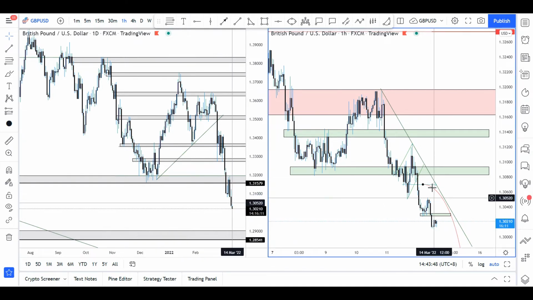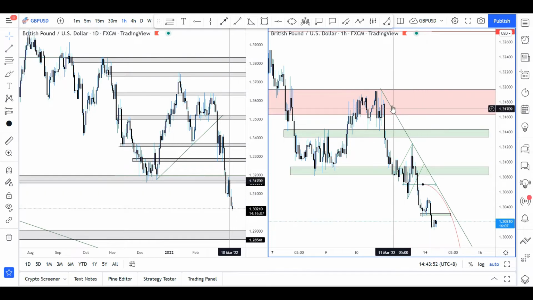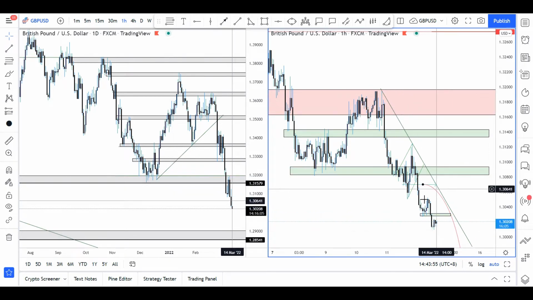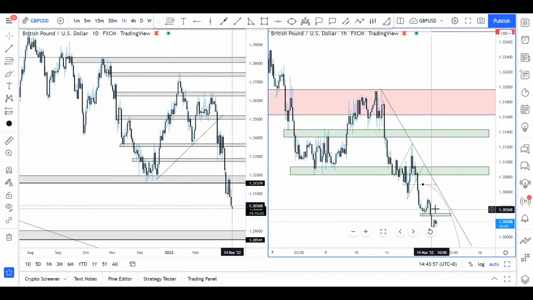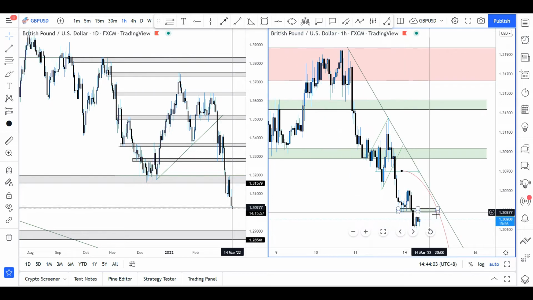So what was I expecting? I was expecting a little bit more of a pullback to this region, and then we'll have a continuation of the downtrend. But after price opens in the Asian session, we had this price drop. So currently I'm still anticipating a continuation in bearish price, but I'm looking for a better entry.